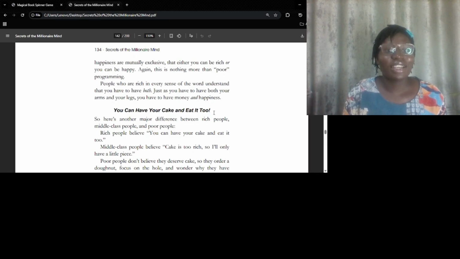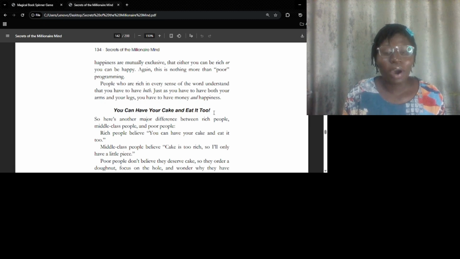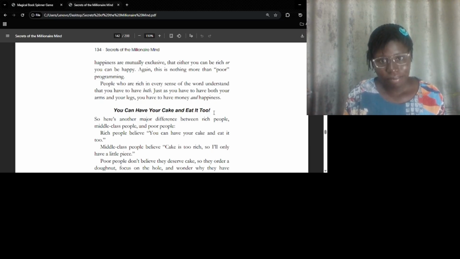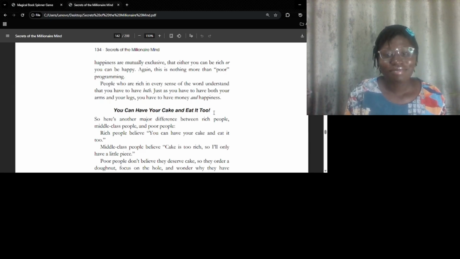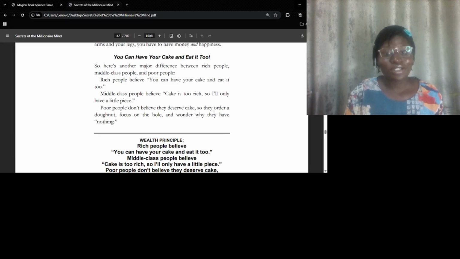Happiness are mutually exclusive. That either you can be rich or you can be happy. Again, this is nothing more than poor programming. People who are rich in every sense of the word understand that you have to have both. Just as you have to have both your arms and legs, you have to have money and happiness. Honestly, if you have money without happiness, oh my, it's so sad. Alright, you can have your cake and eat it too.